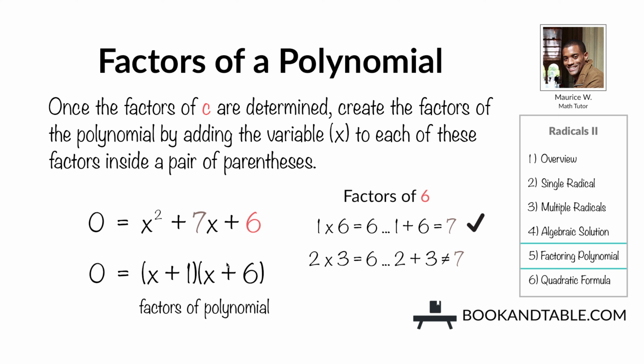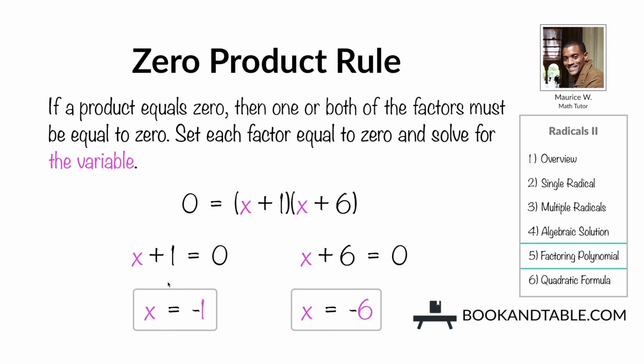Once you have the factors of the polynomial, you want to set each one equal to 0 and solve for x, and this is because of the zero product rule. If a product equals 0, then one or both of the factors must be equal to 0. So as a result of this, you want to set each factor equal to 0 and solve for the variable x. So we had 0 is equal to x plus 1 times x plus 6. And the only way that two numbers equal 0 is if one of them equals 0. So either this one is 0 or this factor is 0.